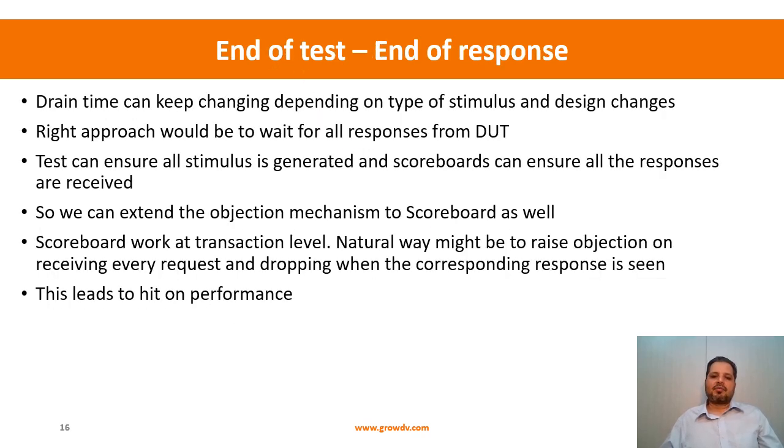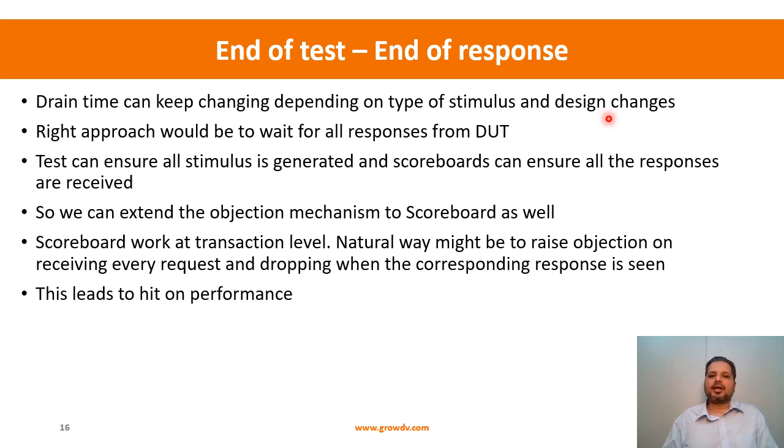All good so far, but the drain time can keep changing depending on the type of stimulus, and the design can undergo changes, the pipeline stages can change. So it can sometimes lead to false failures, right? Because the drain time has become short, there could be false failures because more responses were expected to come and they didn't come. So the right approach would be to really wait for all the responses, right?